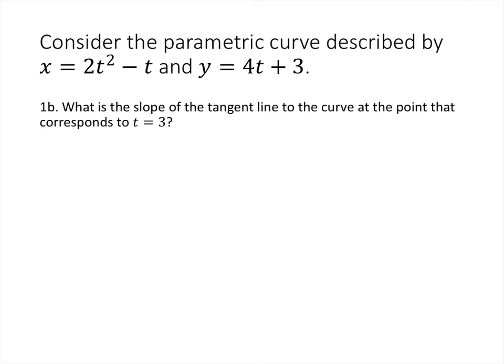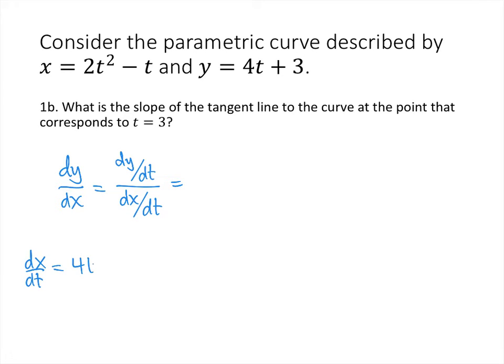Now for the same parametric curve, we're asked for the slope of the tangent line to the curve at that point that we just found. The formula that you need to know here is that dy/dx, the slope of the tangent line, is dy/dt, the derivative of the y equation, divided by dx/dt, the derivative of the x equation. First we're going to find the derivative of the x equation. So dx/dt is 4t minus 1, and then we plug 3 into that. So dx/dt evaluated at t equals 3 is 4 times 3 minus 1, which is 11.